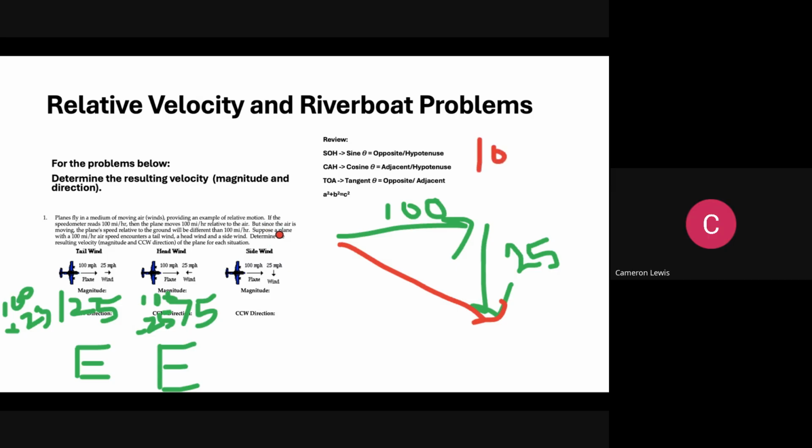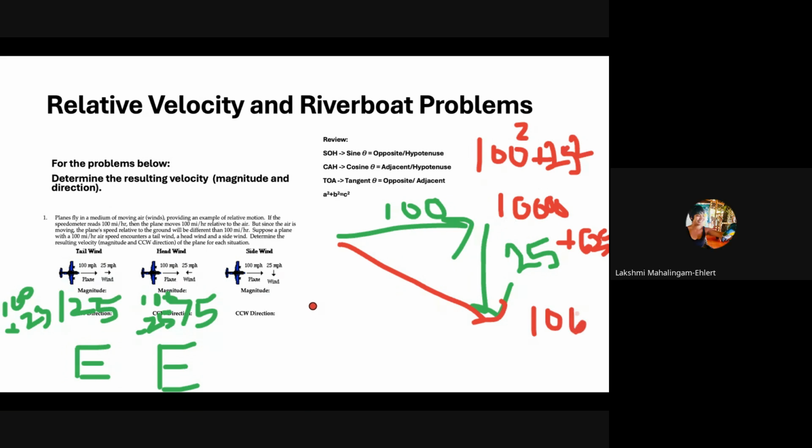So we got 100 squared plus 25 squared. So what's that? That's 1,000, right? Am I tripping? No, that should be 10,000. Plus 25 squared, that's 625. All right. So now we need to find the square root of 10,625. It's 103.